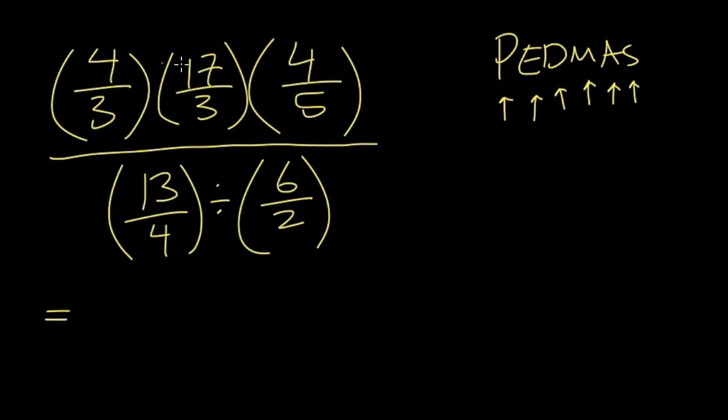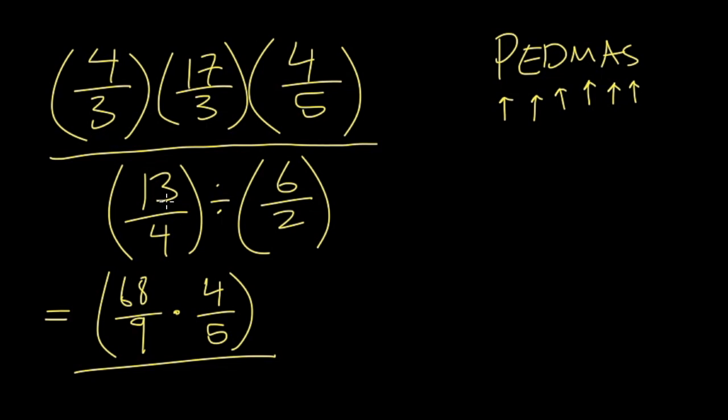First step here, 4 over 3 times 17 over 3. All I have to do is multiply the numerators, and multiply the denominators. So here I'll get 4 times 17. 4 times 7 is 28, and 4 times 10 is 40. So I'll get 68 over 3 times 3, which is 9, times 4 over 5, over 13 over 4 divided by 6 over 2. That would turn into 13 over 4 times 2 over 6, and that would give me 26 over 4 times 6, which is 24.